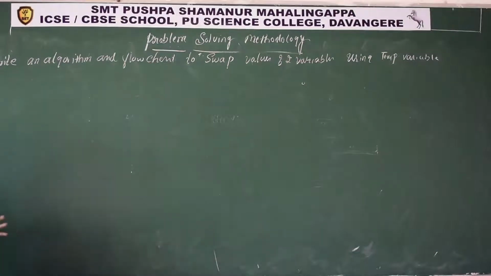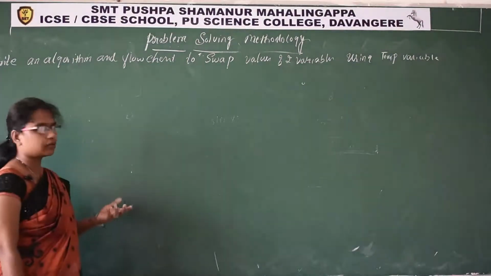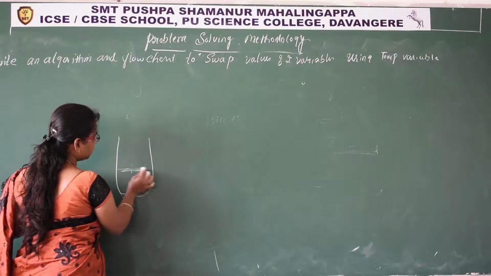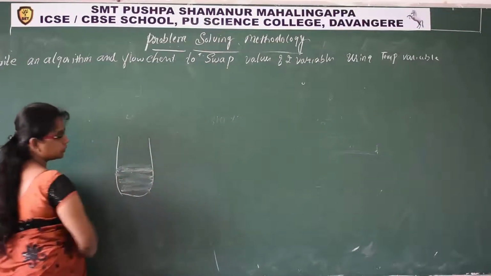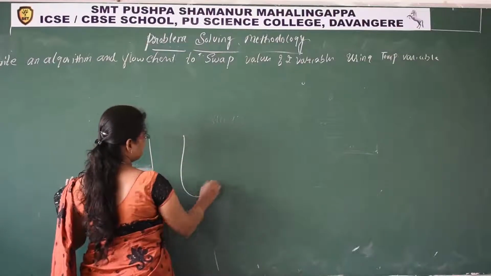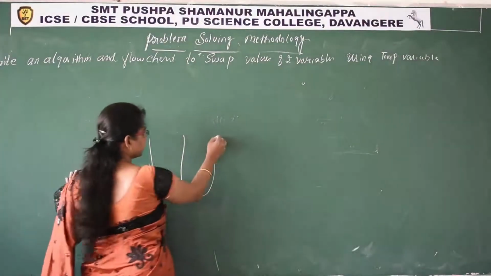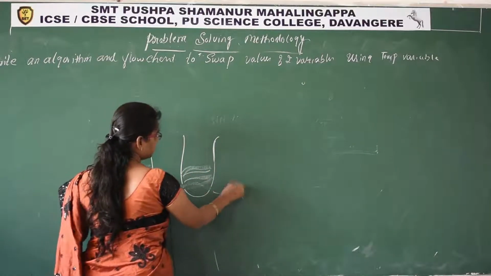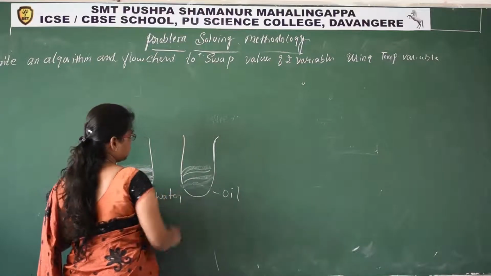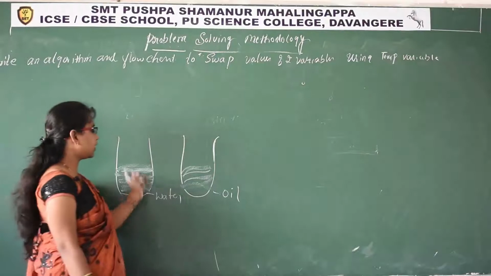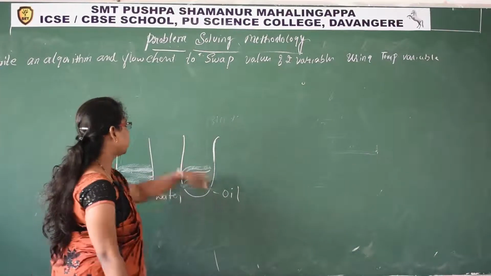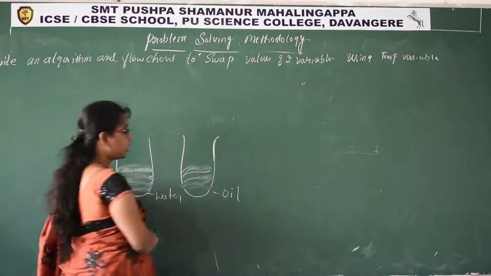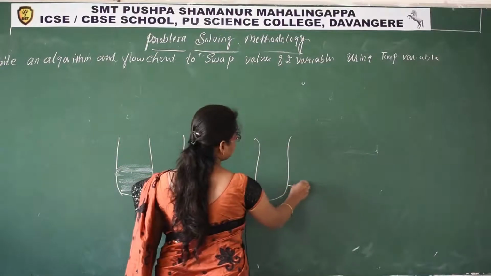Now the logic is very simple. I'll take a general example here. There is a jar. In this jar we have water, and another jar having oil. Okay, this is oil and this is water. I want to interchange. The water has to go to this jar and the oil has to come to this jar. How to interchange this? How to swap? We need another jar, an empty jar. This is the empty jar.